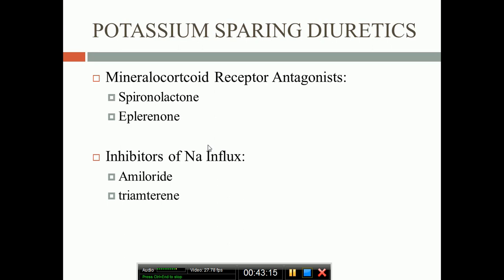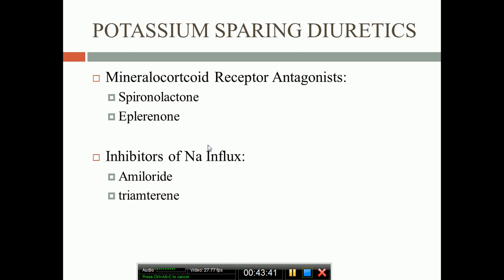So here are two types of drugs under one class, and the overall class name is potassium sparing diuretics. Sparing means to leave. So potassium sparing diuretics leave the potassium inside the body.